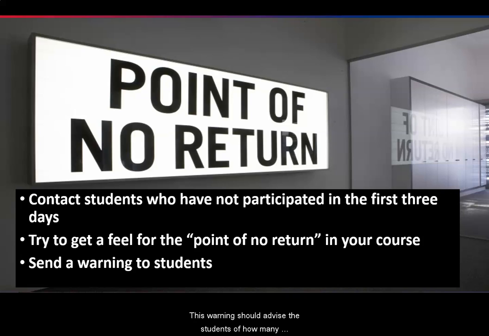This warning should advise the students of how many hours they should be in the course each week, days of the week that assignments are due, and they must begin doing this immediately or they will fail the course. If they are unable to meet the time requirements of the course, they should consider dropping it.